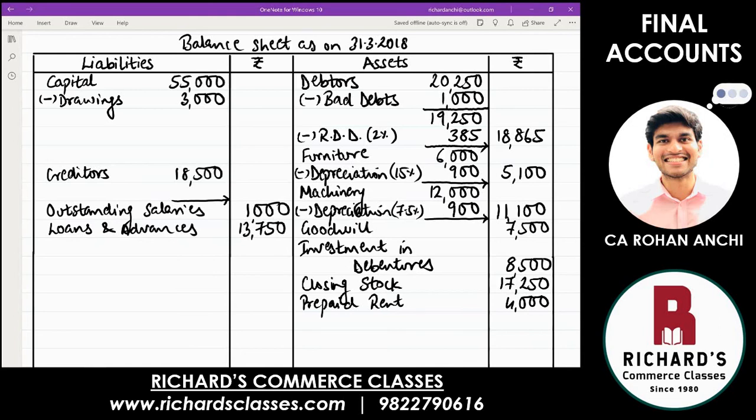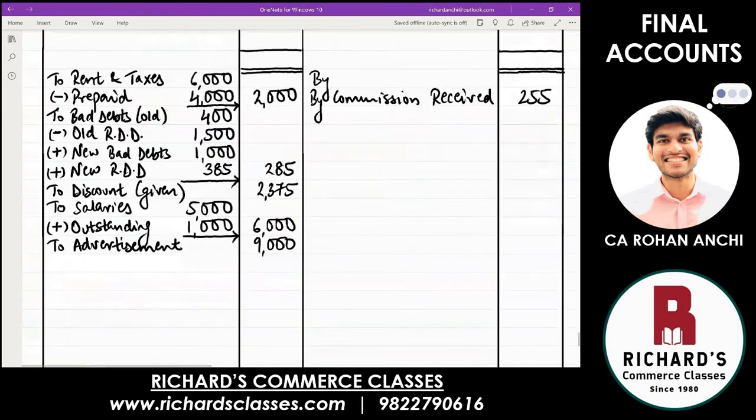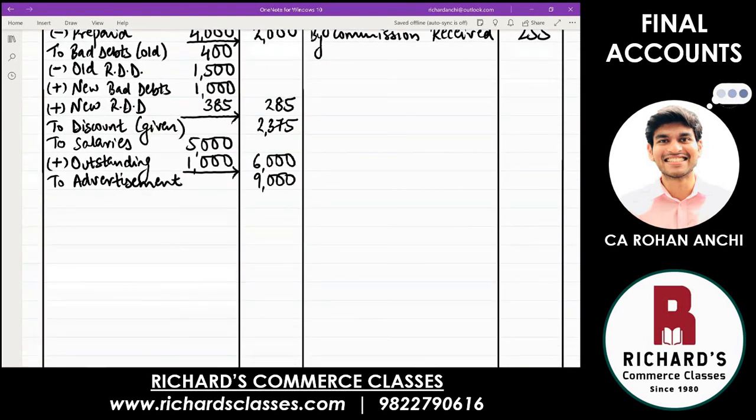Furniture and machinery, both you have reduced the value because of depreciation, and depreciation is a loss. You have to record that also in the profit and loss account. Second effect you will write in the profit and loss account debit side. And both of them we will club together and write. So write depreciation.